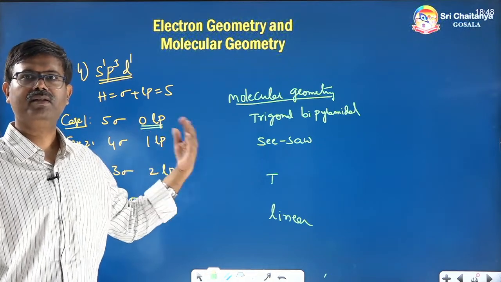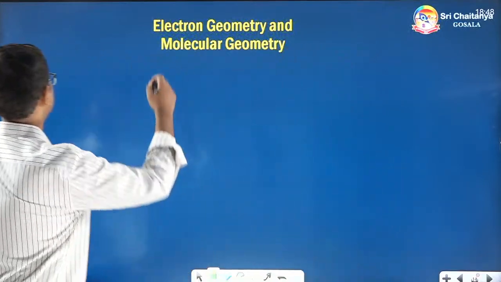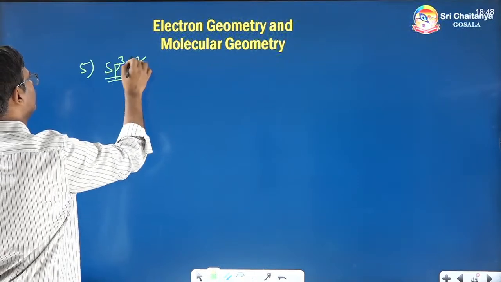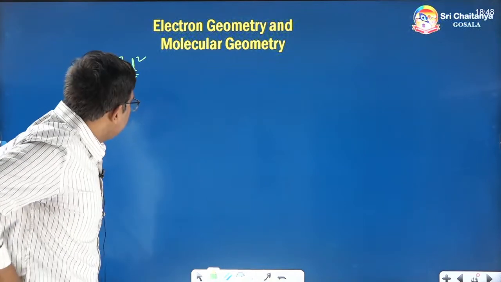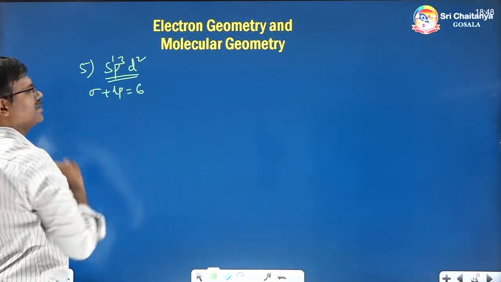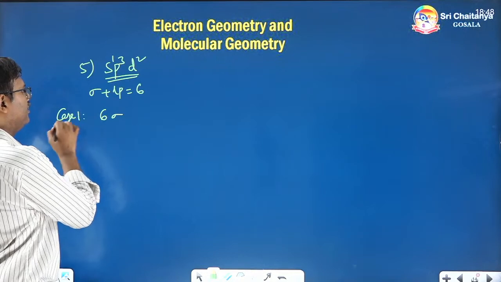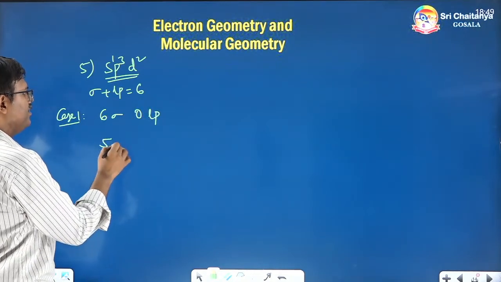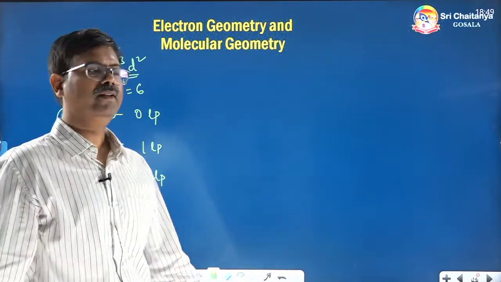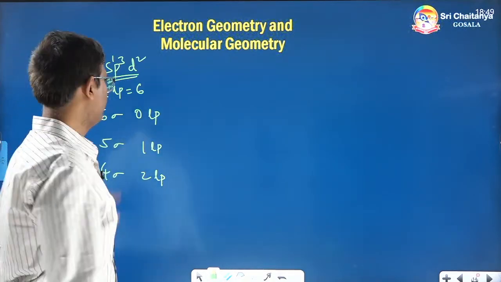sp3d2 also we will see and we will solve problems. So in sp3d2, again here sigma plus lone pairs has to be what? 1 plus 3 plus 2, 6. It has to be 6 now. So 6 sigma bonds can be there and 0 lone pairs; 5 sigma bonds, 1 lone pair; 4 sigma bonds, 2 lone pairs. Normally we will see up to here. 3 sigma bonds, 3 lone pairs case is very rare. We have not seen that. So this much you remember.